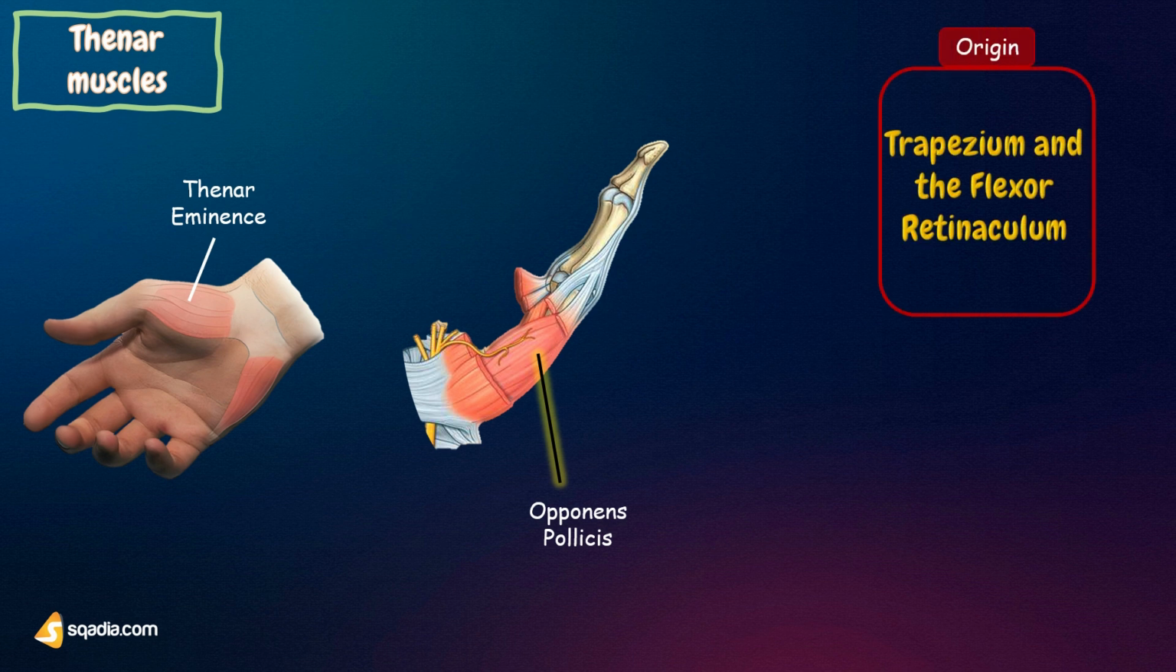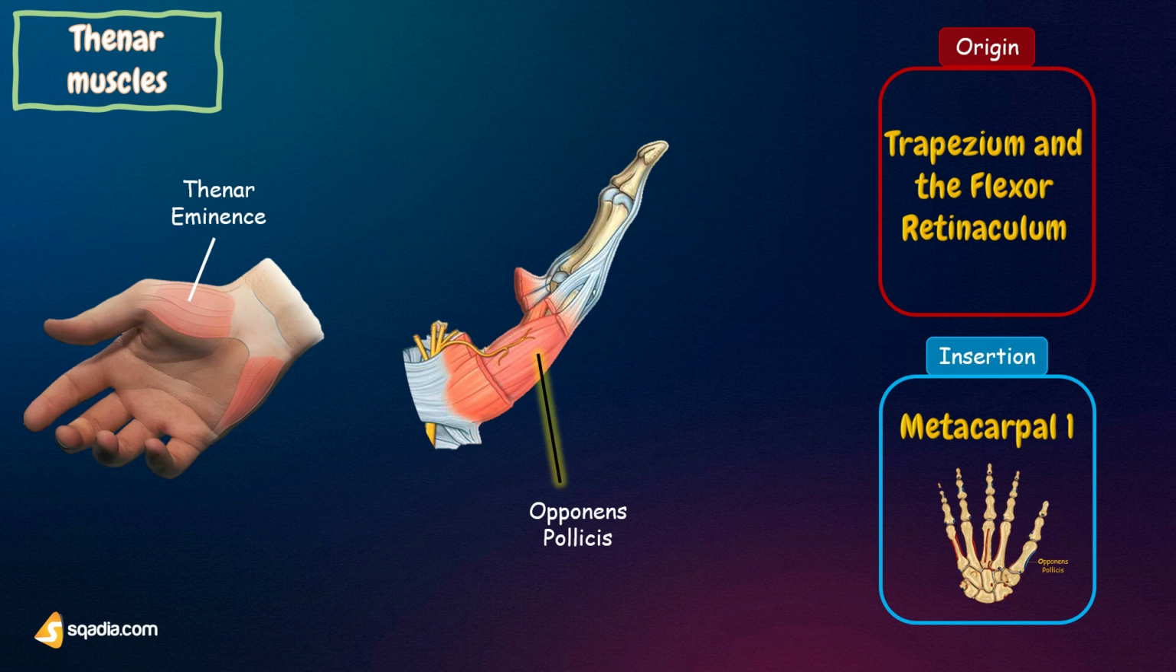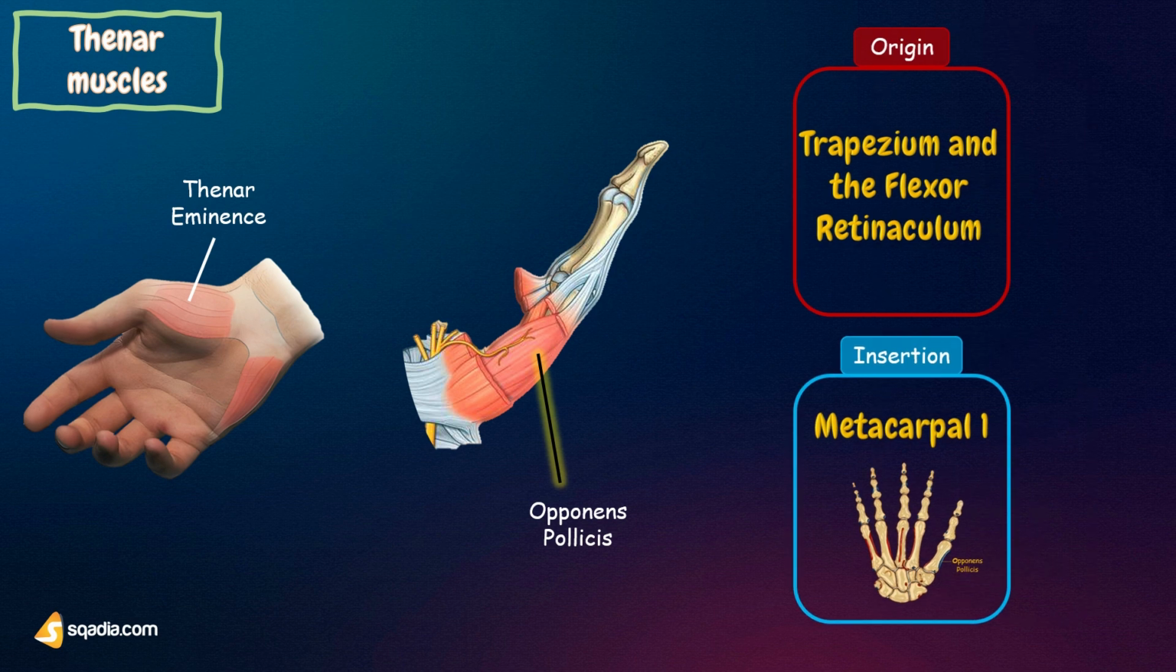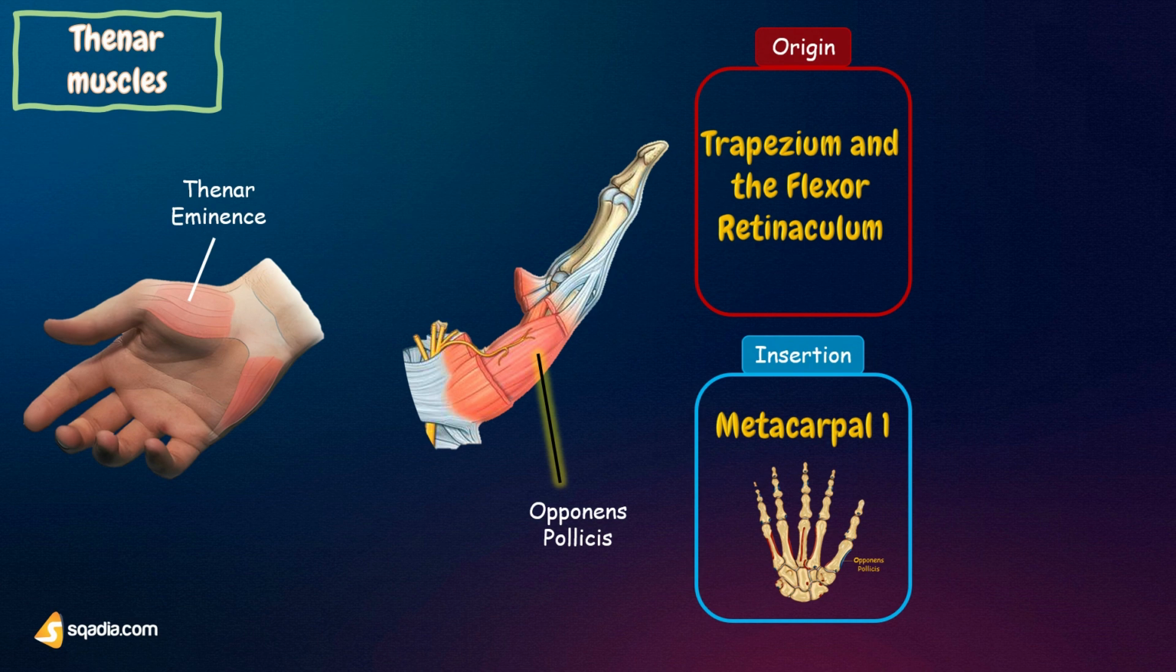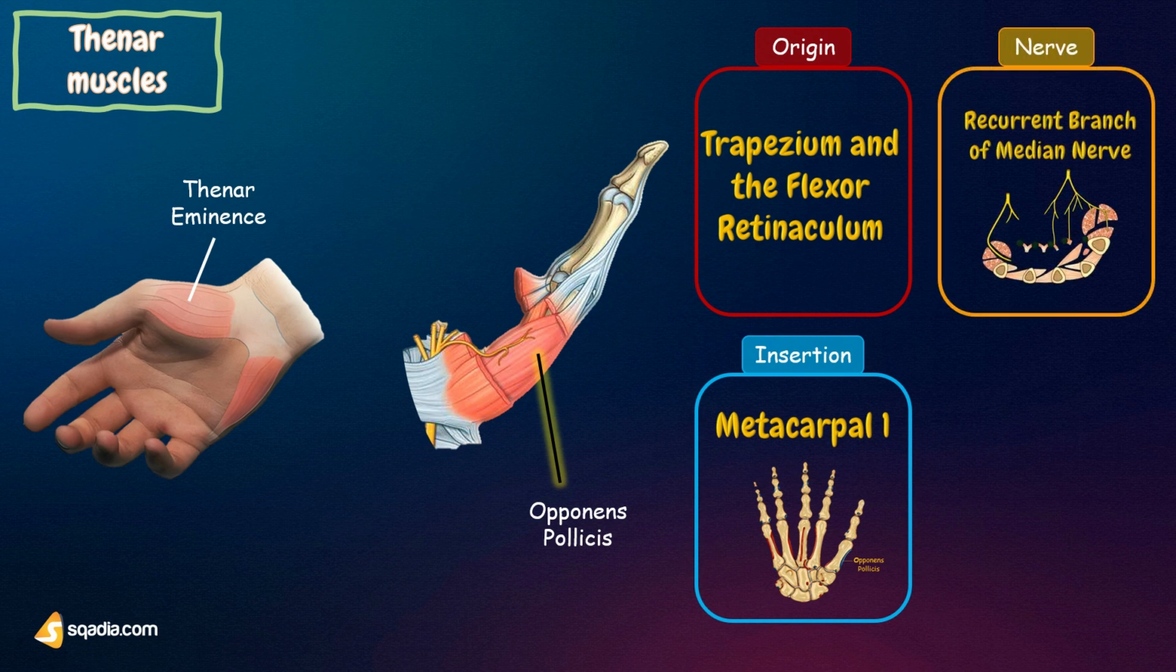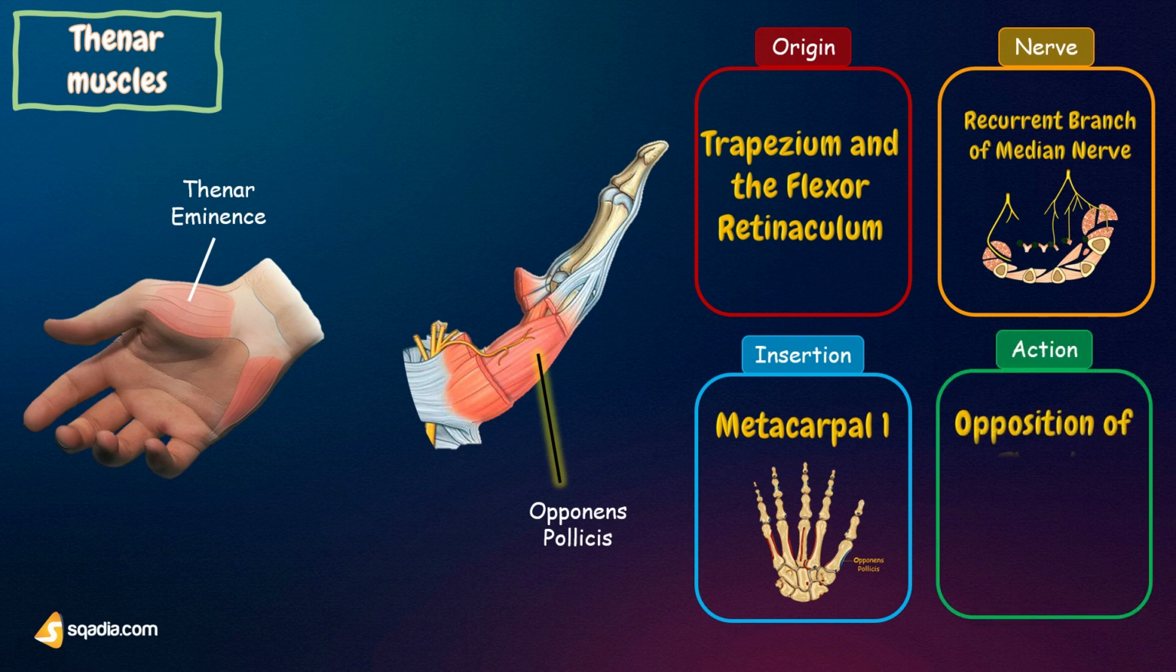Opponens pollicis. The opponens pollicis muscle is the largest of the thenar muscles. It originates from the tubercle of the trapezium and the adjacent flexor retinaculum. It inserts along the entire length of the lateral margin and adjacent lateral palmar surface of metacarpal one. We have already mentioned that the muscle is innervated by the recurrent branch of the median nerve.